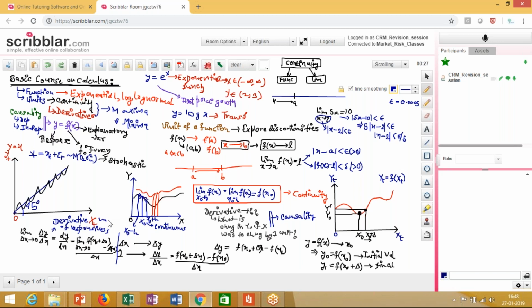So is this concept clear? Just go through this concept, whatever we have discussed, and then we can take it up, because derivative is going to be a very critical concept when we move into the market risk side.